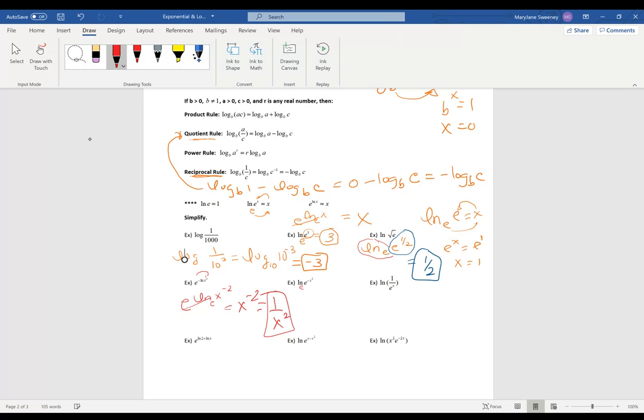Again, this is ln base e. This is an exponent base e. They cancel each other out. You get negative x squared.